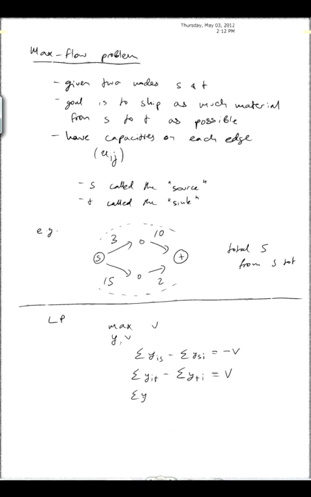And then for all other nodes, whatever comes in has to be equal to whatever comes out. And finally, we want to make sure that the number of trucks going across arc ij doesn't violate this capacity, and that it's bigger than or equal to 0. So that was the basic linear program for the max flow problem. But let's get some more intuition about how this problem behaves.